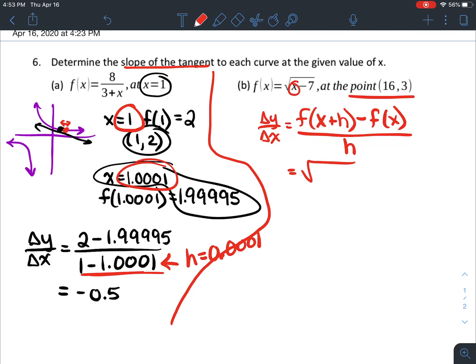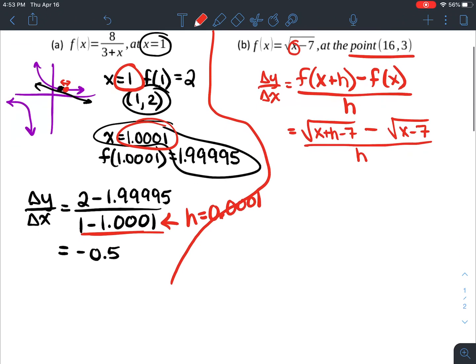So you could actually just sub in x plus h for every x point here. So f of x plus h would be root of x plus h minus 7, minus f of x, which is root of x minus 7, all divided by h. And you could simplify this a lot more using the difference of squares conjugate thing that I talked about in one of those videos. Or you could just straight sub in the 16 and a really small value for h. Like you could actually just sub in an h value of 0.0001 or something like that.